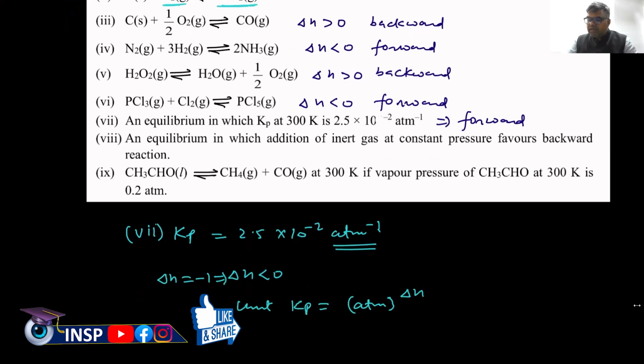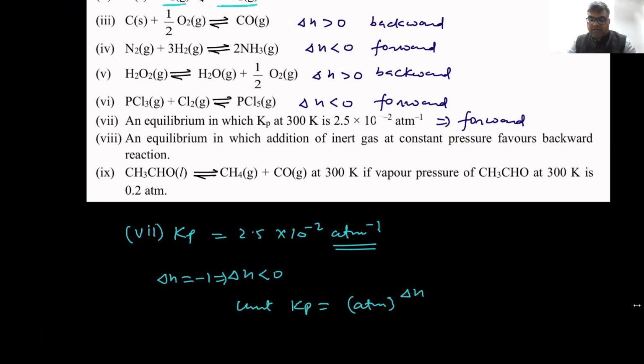In the next part, it's given an equilibrium in which addition of inert gas at constant pressure favors the backward reaction. This is also a case of delta n negative. Because in the previous question, I have told you that in case of inert gas at constant pressure, if equilibrium is affected and it's shifting in the backward direction, it's a case of delta n negative. So on increase of pressure, it will shift in the forward direction.